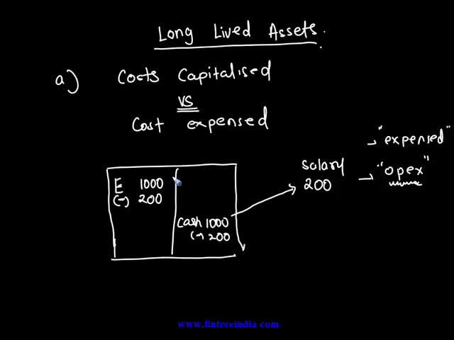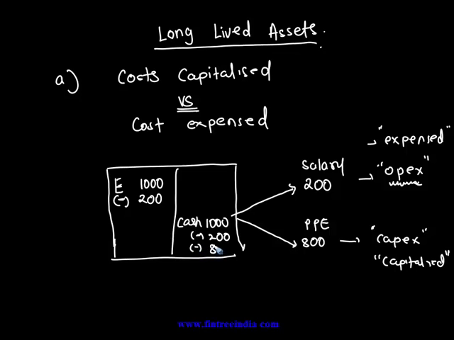Do you agree with this? But let us say 800 worth of cash, we decided to purchase PPE, property, plant and equipment. Then this expenditure is in the nature of capex. It is a capital expenditure and therefore this should be capitalized. Once we decide to capitalize, 800 will be reduced from cash, but this time it will not go to your income statement. It would be shown on the balance sheet directly. We will say PPE 800 and that's how your balance sheet tallies.